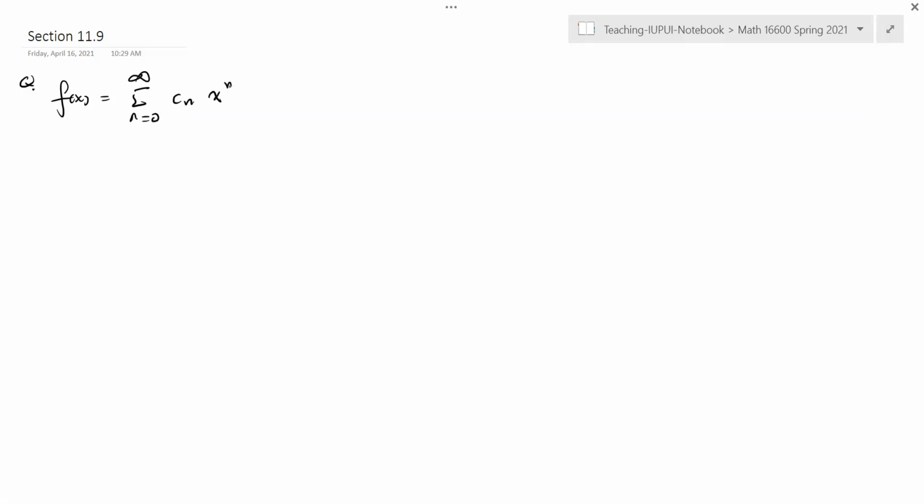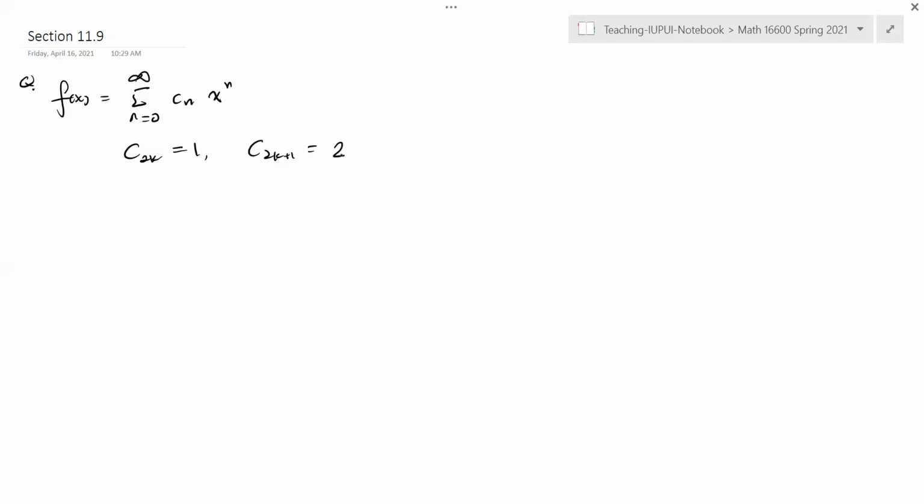Here's the coefficient: c_{2k} is going to be 1, and c_{2k+1} is going to be 2. So the coefficient is either 1 or 2. The question is, on what interval is this series convergent? So the function is defined.